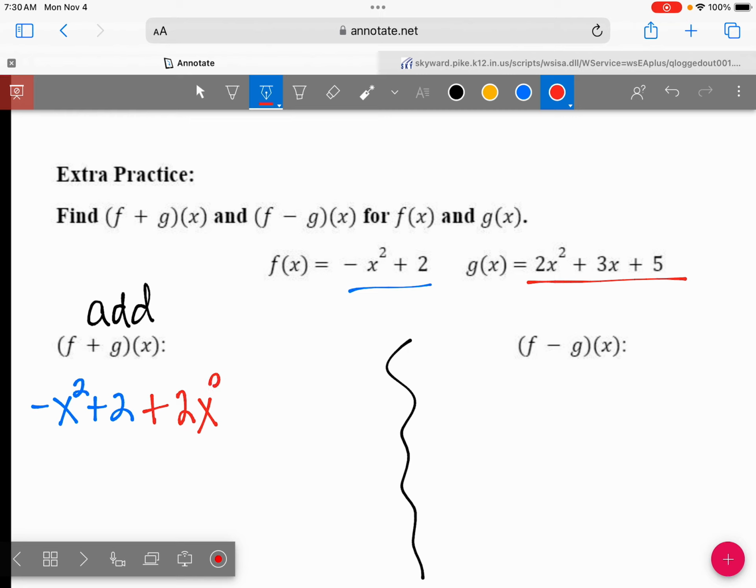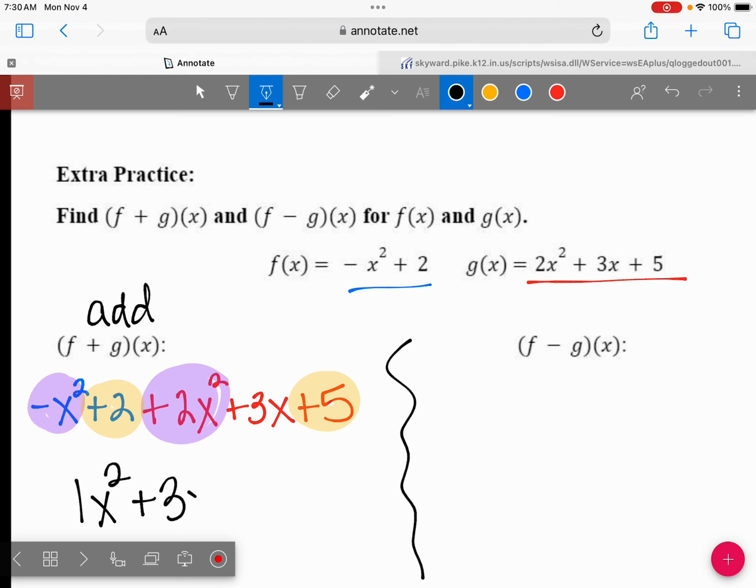Okay. And then we have this one. Now we're going to combine our like terms. The only like terms we have are our x squareds that can be added together, and we have our constants that we can add together. So my final answer would be 1x squared, and then bring down the plus 3x plus 7.